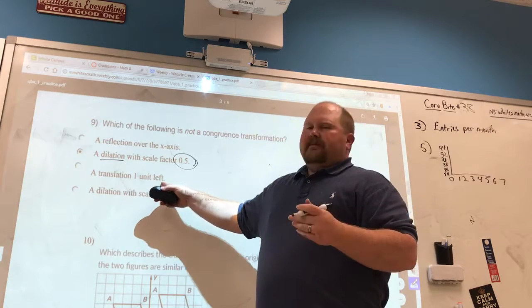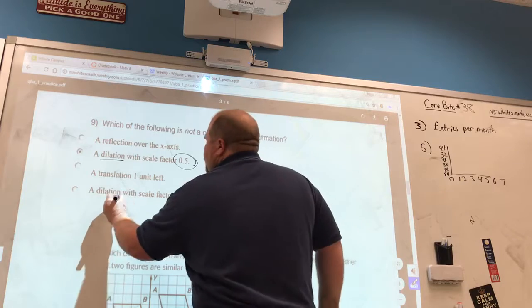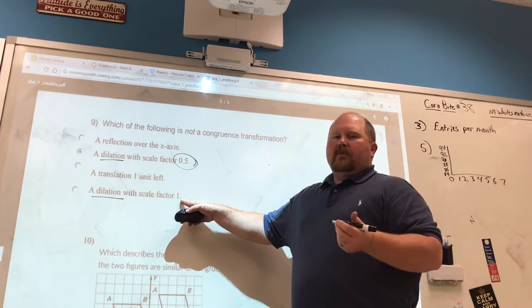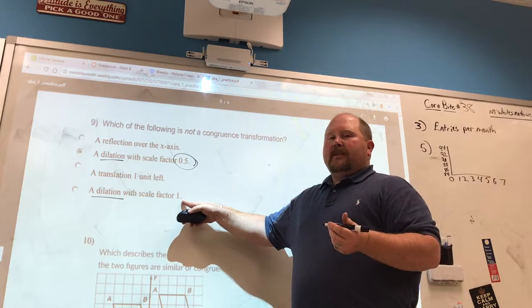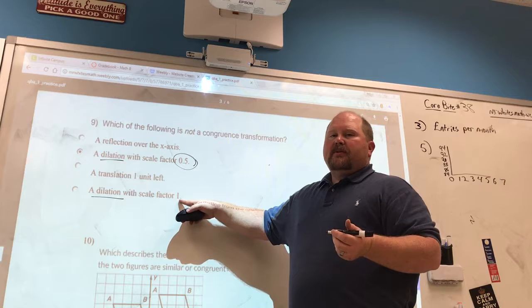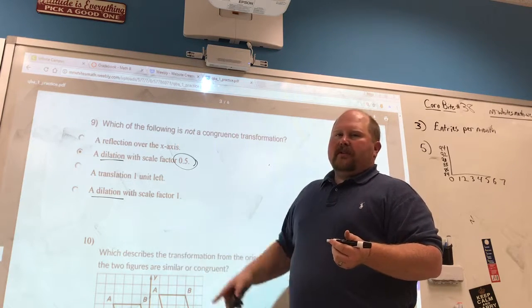A translation. Translation is congruent, stays the same. Dilation again. Typically it's going to change size, but it says with a scale factor of 1. Well, we know anything multiplied by 1 stays the same. So a scale factor of 1 is going to produce an image exactly the same as the original. So this is not one we want to choose this time.